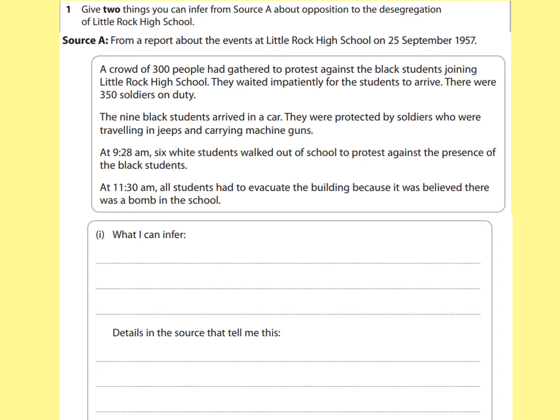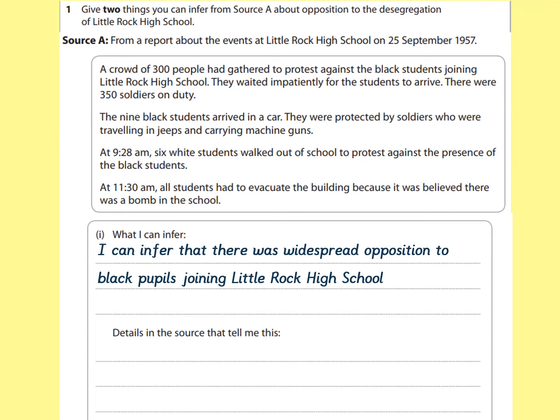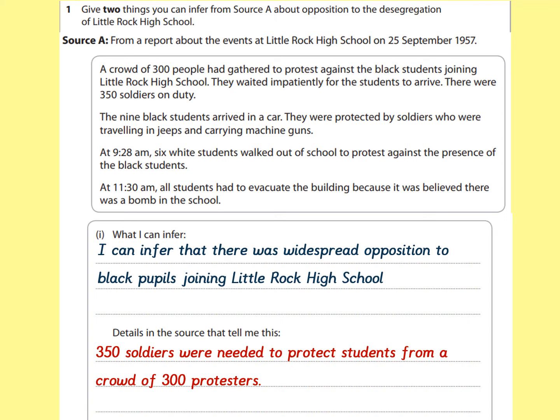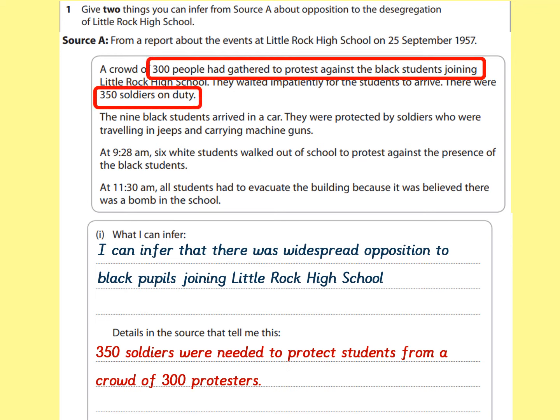So here's my example answer. I can infer that there was widespread opposition to black pupils joining Little Rock High School. The detail in the source that tells me this is that 350 soldiers were needed to protect students from a crowd of around 300 protesters. There we go, that's where I've got the information from. So looks like that is an inference that's about the raised issue, and that is a valid example. Let's make sure I've got the marks.